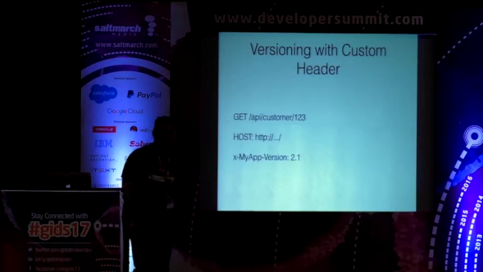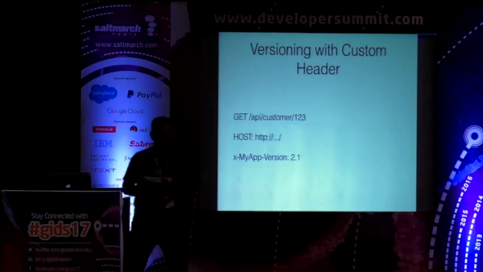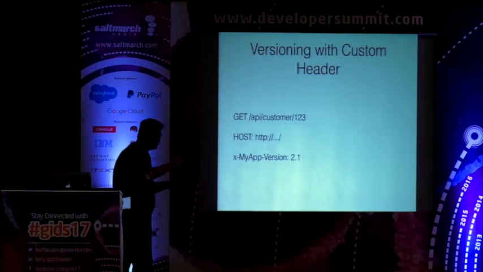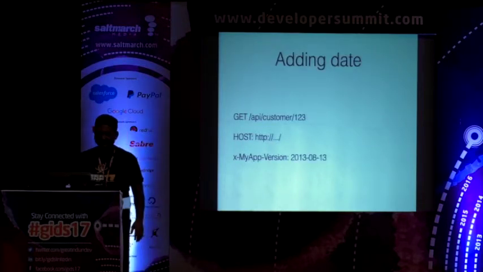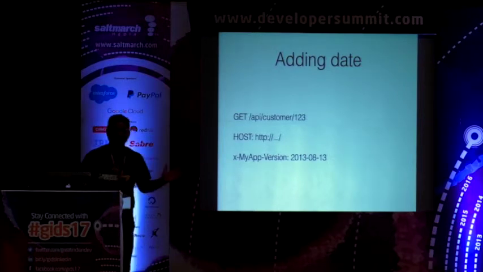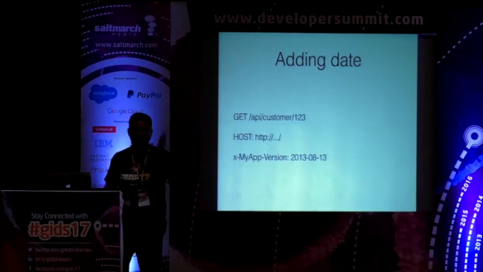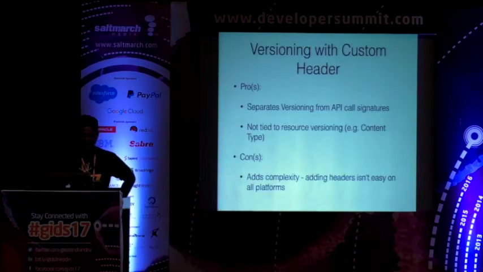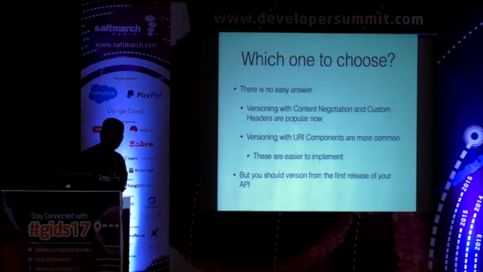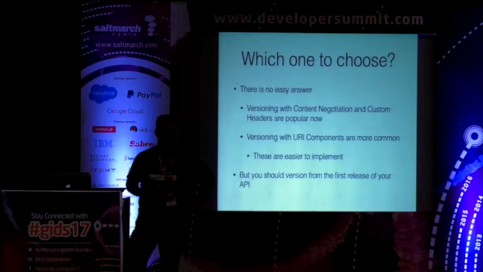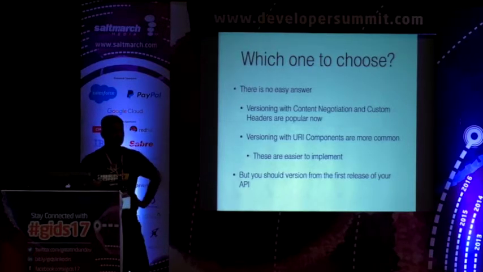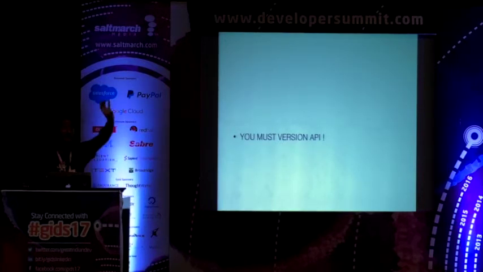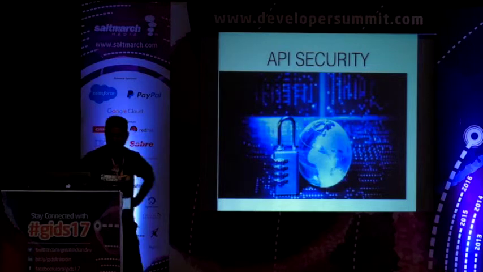Another one is custom header, where as part of the header itself, you are saying that my version is this version, or my version is this version as of this date. If a newer version comes out for a different date, the client just has to change that version, similar to the content header. So if somebody asks me which one to choose, I would go with the last two options, because they are more the way the industry is moving right now. But the important thing is, you must version. We have to make sure of that.